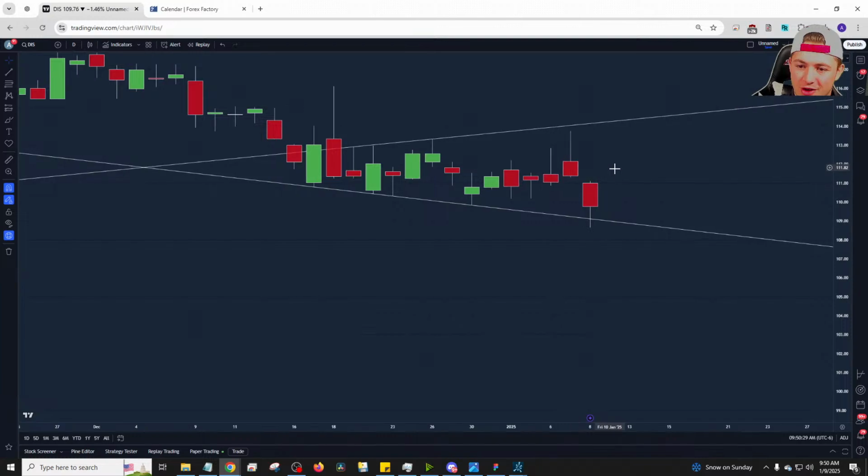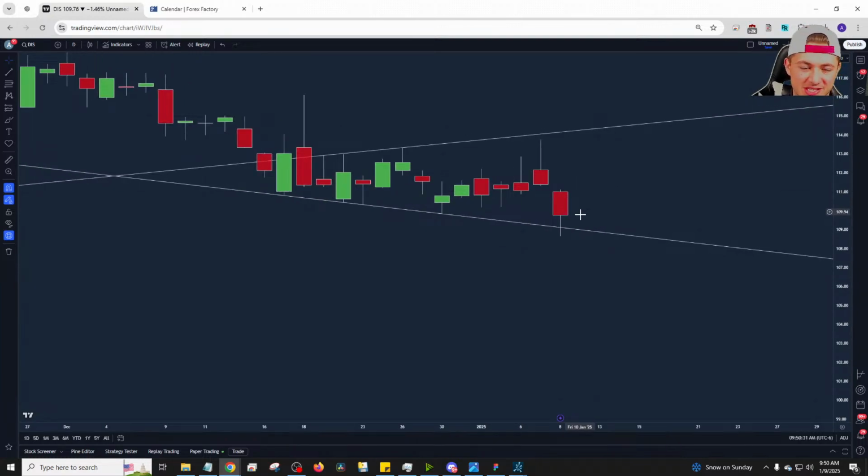So going into like Friday, question is, maybe it goes inside day, but is that going to firm back up to go triangle these guys or not? Yeah, that was good.